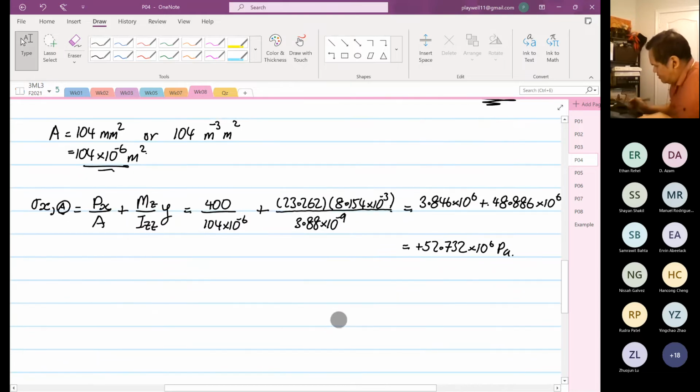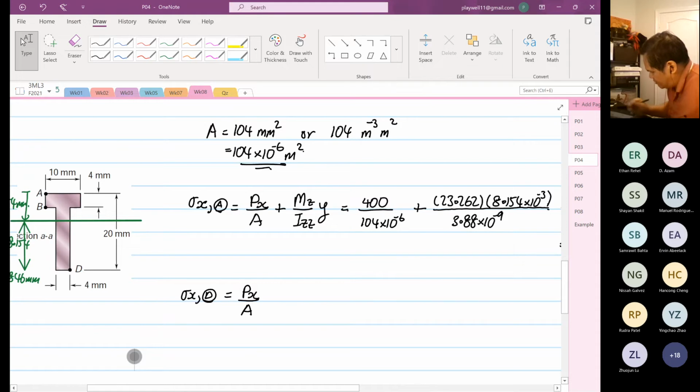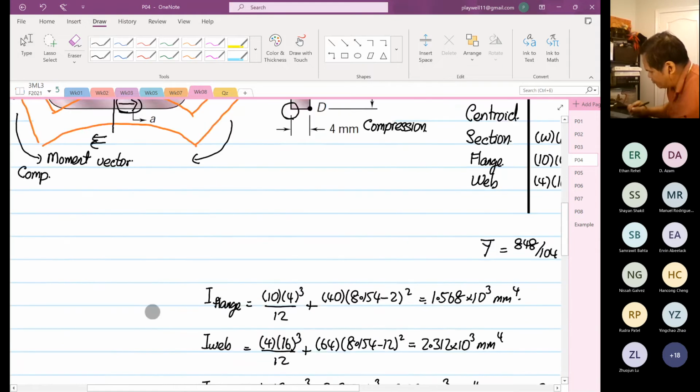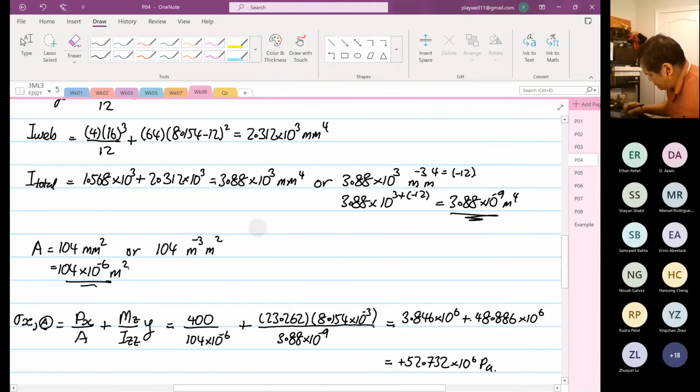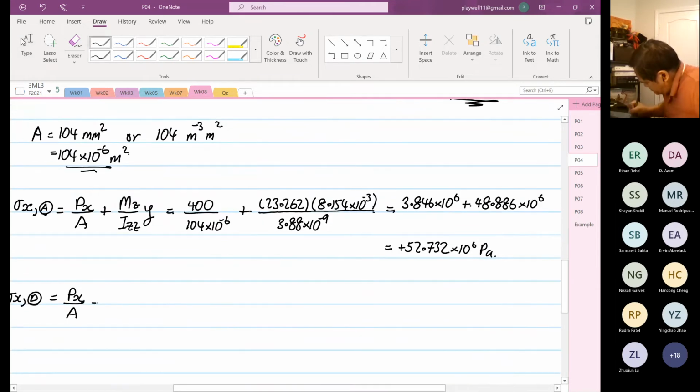Okay. Then we're going to find stress X at point D. So this is where we have Px over A. So we know at point D, right, the bending is in what? The bending is in compression, right? So we put a minus Mz over Izz multiplied by y. So Px over A is the same.